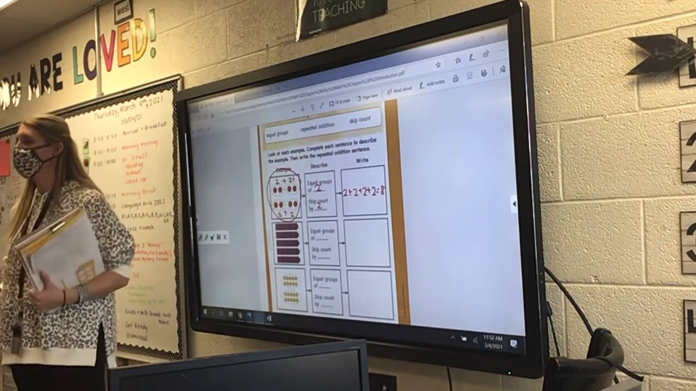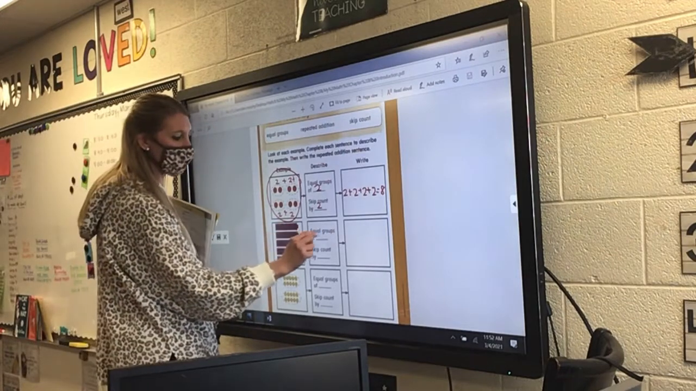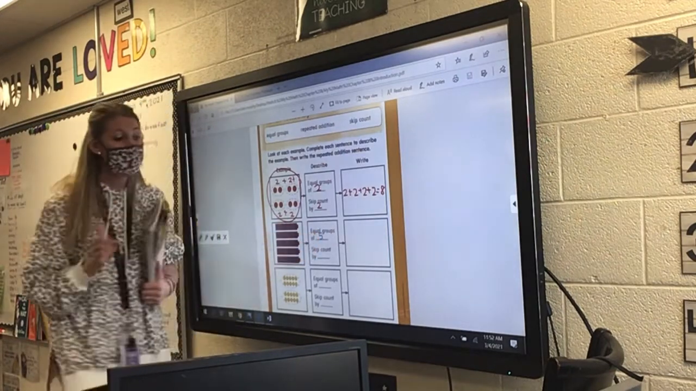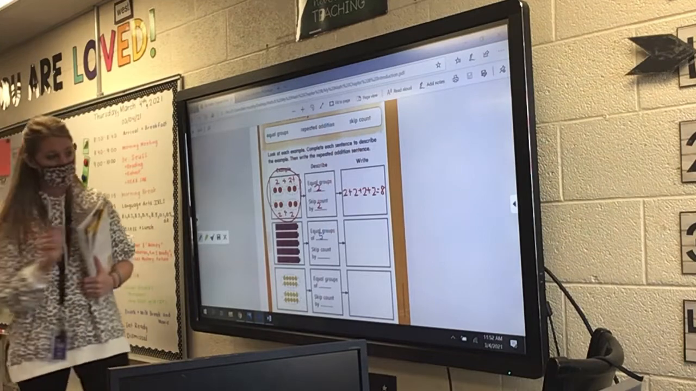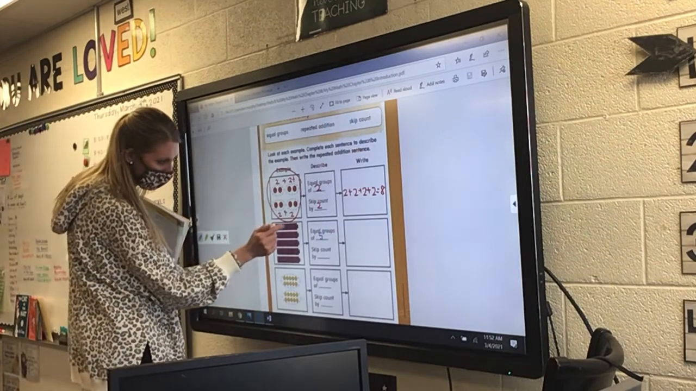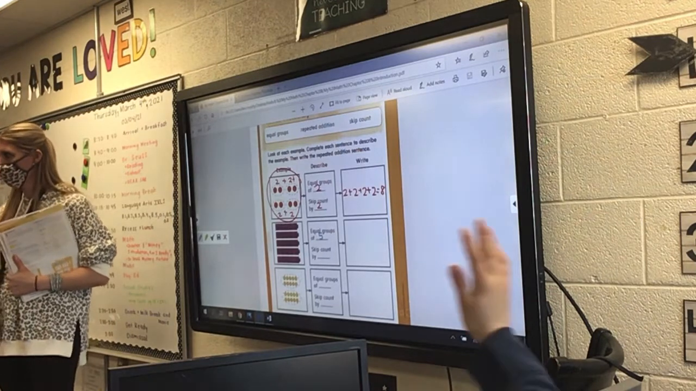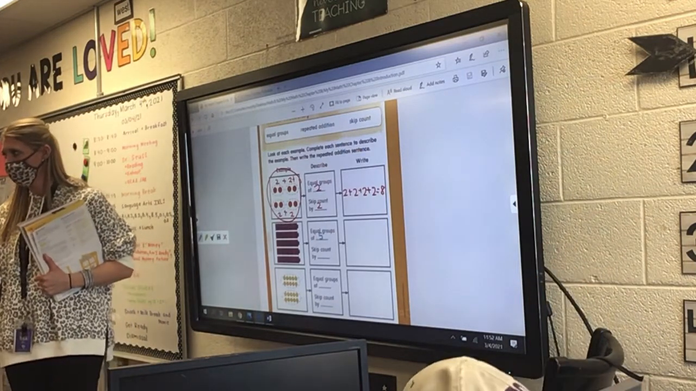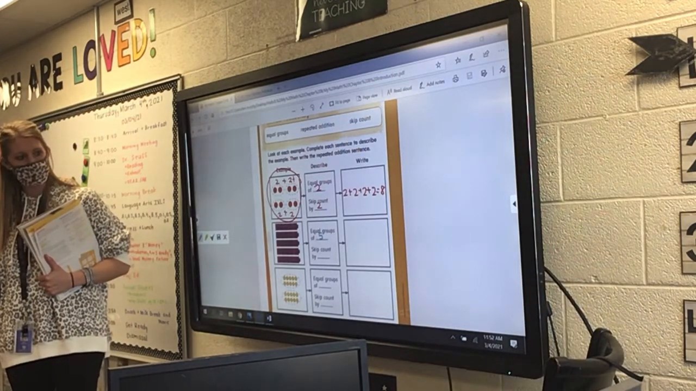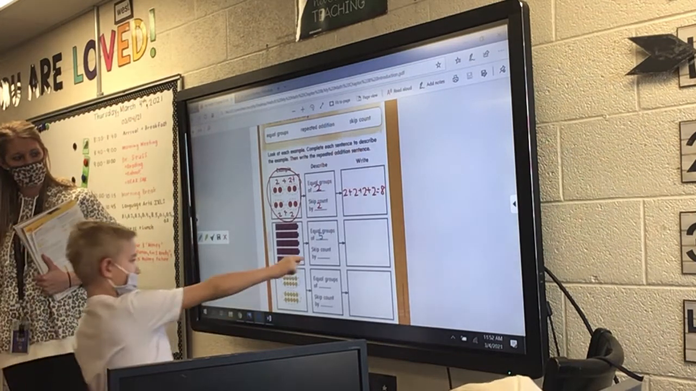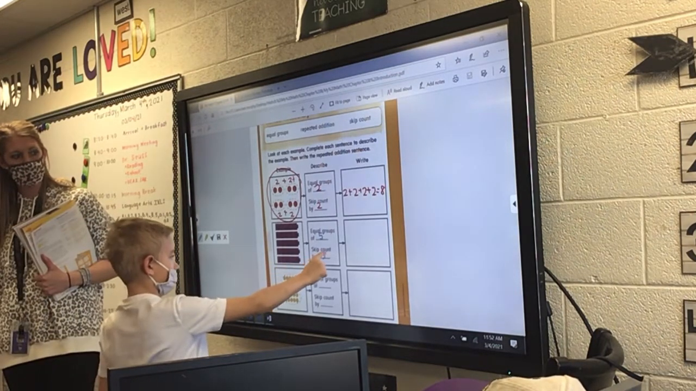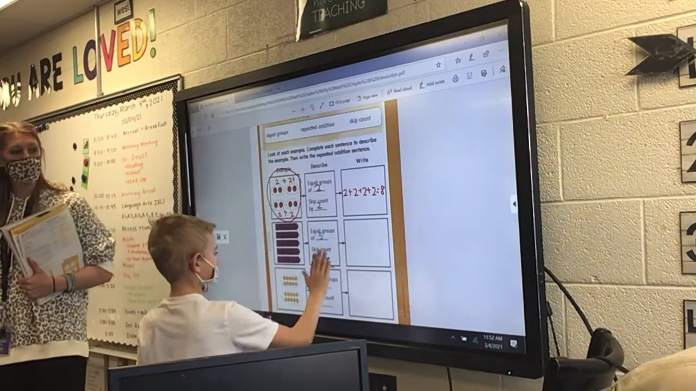What do you think, Kaden? 5. So I have equal groups of 5. Now, my question is, how many cubes are in each group? Lewis. Good job. 5. So there's 5 in each group.